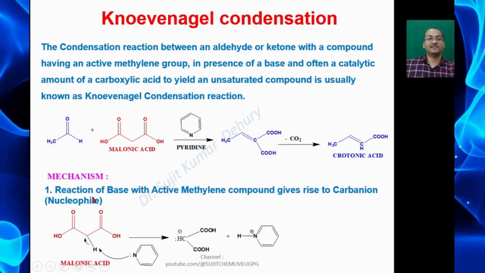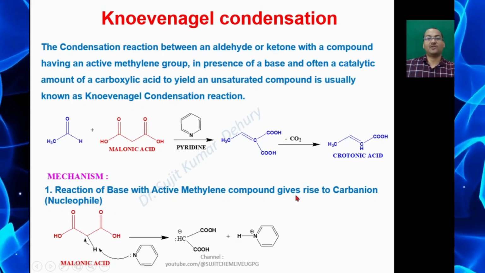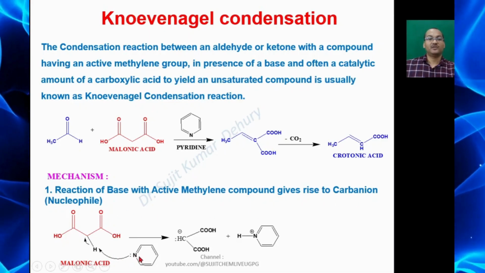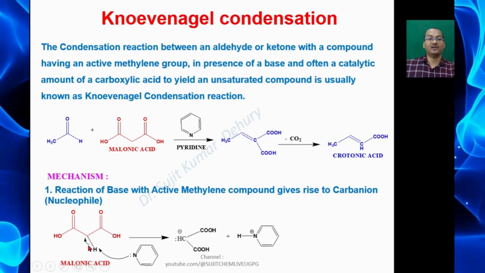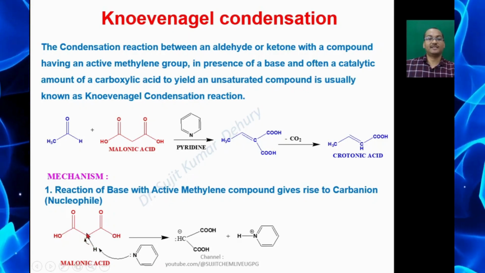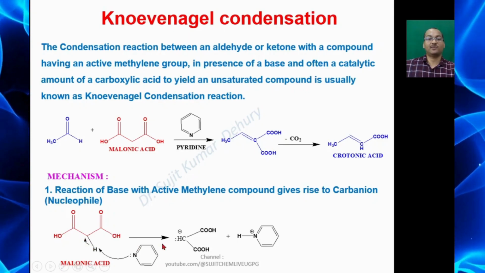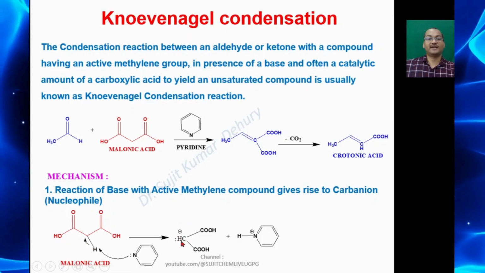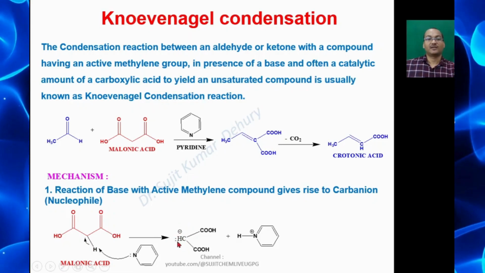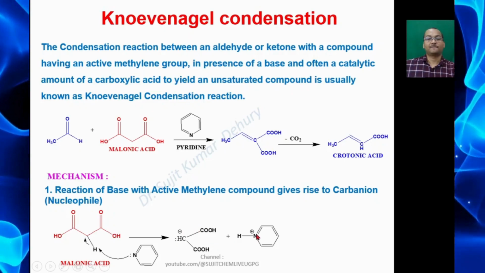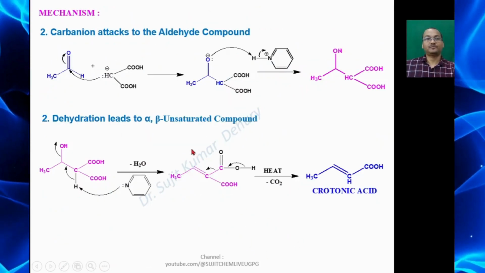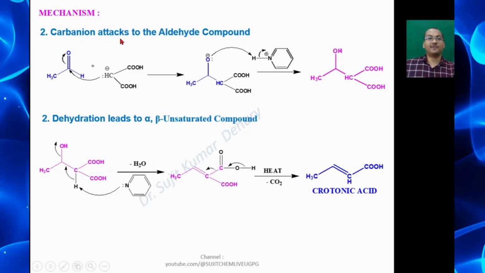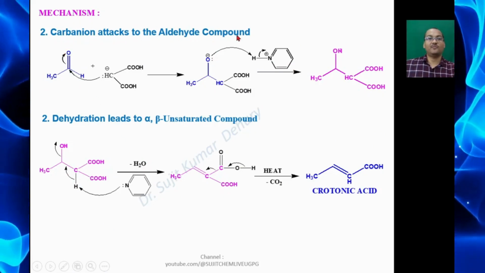So first step is reaction of base with active methylene compound to give rise to carbanion. So pyridine is the base, so it will take the proton, this acidic proton, so you generate a carbanion. So this CH bond will break on this carbon. As a result you generate this CH minus, malonic acid carbanion and the protonated pyridine. Second step, the carbanion attacks the aldehyde compound.